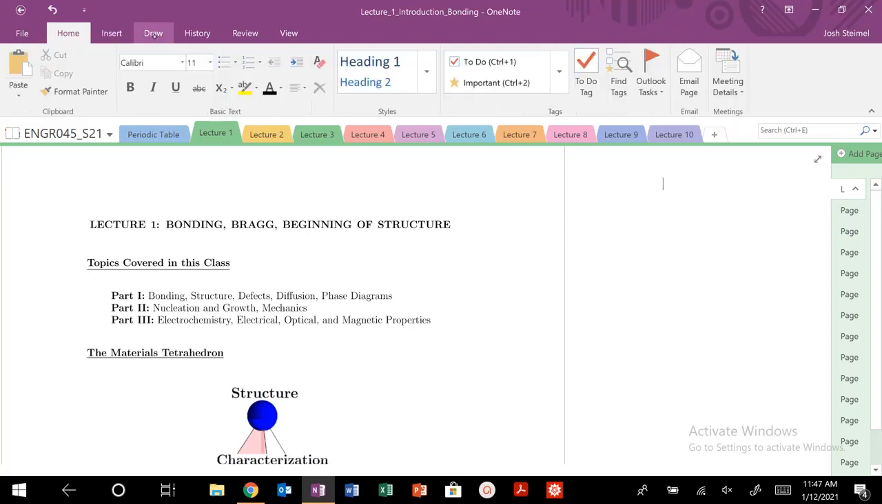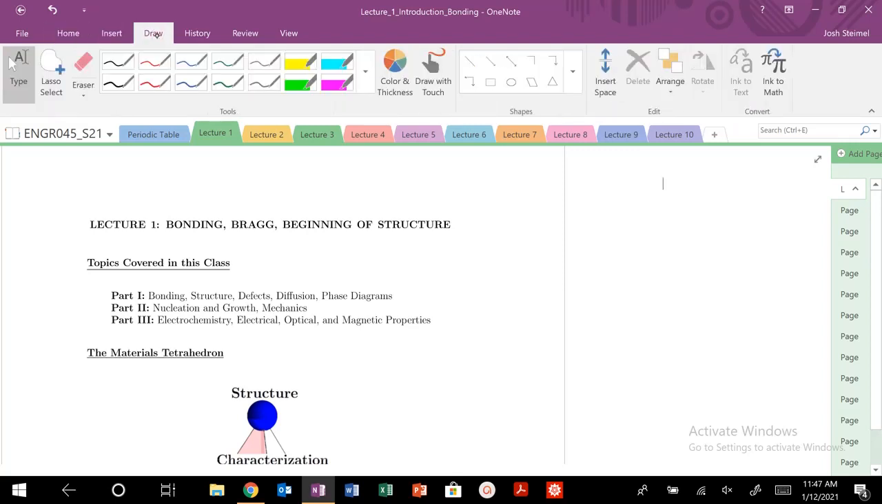So again, this is Engineering 45. This is materials engineering, or material science and engineering. My name is Professor Joshua Paul Steimel. I did my undergraduate degrees at MIT and my PhD at MIT as well, both in material science and engineering. And I'm excited to have you, even though it's a virtual environment.